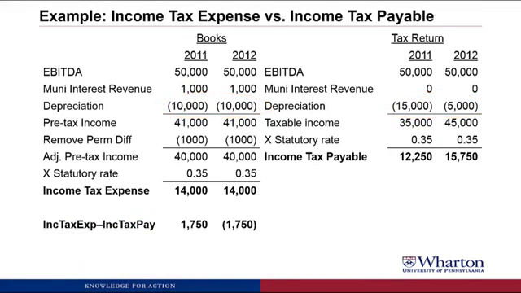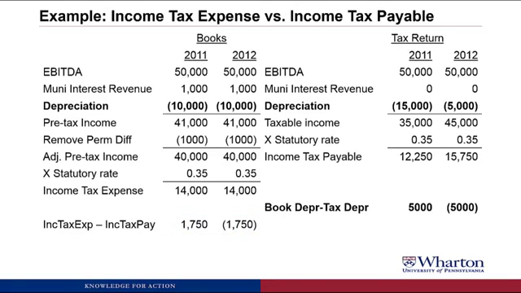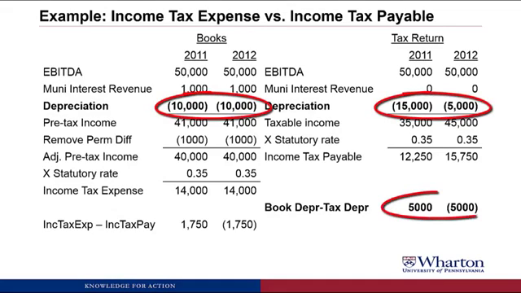So first, here's the difference between income tax expense and income tax payable. We had an extra $1,750 of expense in 2011, and we had $1,750 less of tax expense in 2012 compared to income tax payable. Now, if we flip up to the depreciation line, we can see that in 2011, we had $5,000 of extra depreciation on the tax return. In 2012, we had $5,000 less depreciation on the tax return.